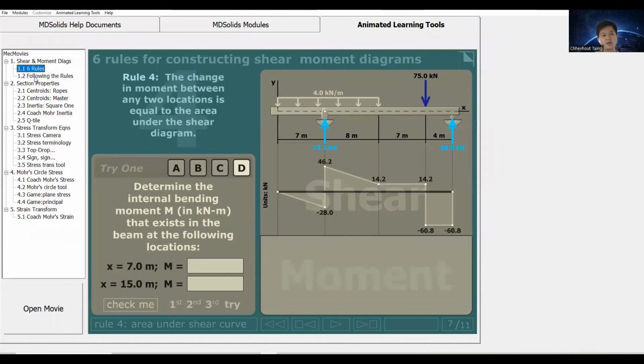Lastly, we have the Animated Learning Tools. For animated learning tools, think of them as exercises or practice for students who want to learn a specific topic. For example, shear and moment diagrams, or you want to learn about centroid, moment of inertia, or any of these other topics. You can press on them and then start playing this game in a way.